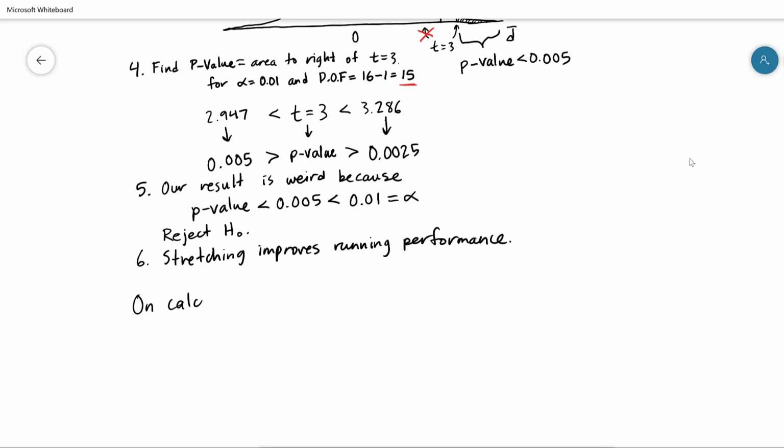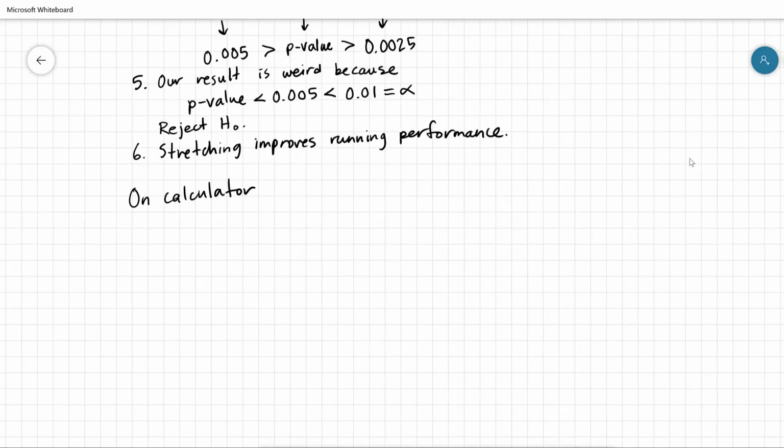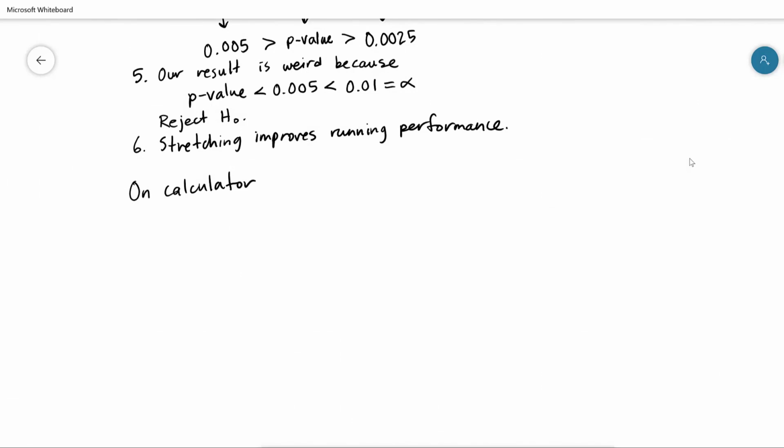If we're doing this on the calculator, I mentioned earlier, this is really exactly the same as what we did back in section 9.3. So we'll hit the stat button, go to our list of tests, and this is just going to be a t-test. Here's what it asks for: mu0, X bar, Sx, n, and then the form of our alternate hypothesis, which in this case was mu greater than mu0.